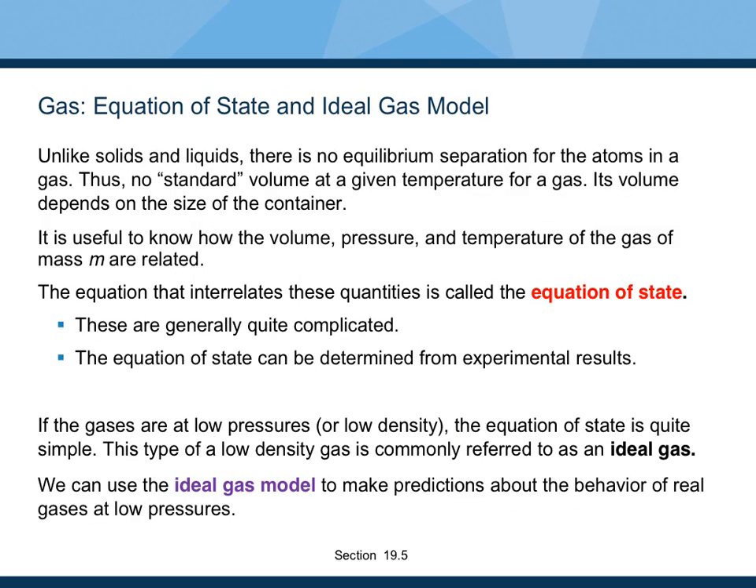Now, let's move on to discuss an equation which shows how the volume, pressure, and temperature of a gas of mass m are related. We call this the equation of state. We'll limit our discussion to ideal gas. For ideal gas, we assume the gas is at low pressure or low density. We can use the ideal gas model to make predictions about the behavior of real gas at low pressures.